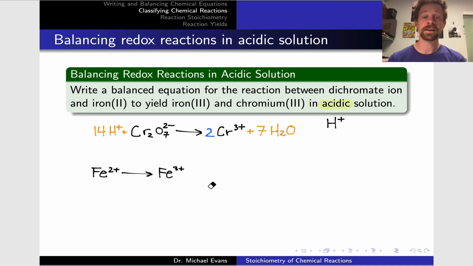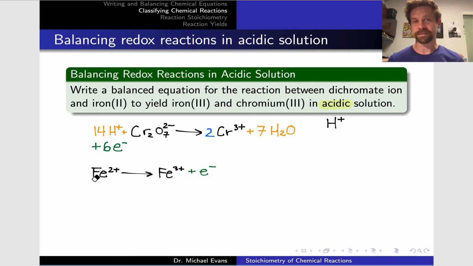What do we do next? Well, now we need to worry about the charge. And to deal with the charge situation, we add up all the charges on the reactant and product sides and look for any difference. On the reactant side here, we've got 14 pluses and 2 minuses for a total of plus 12. On the product side, we've got 2 times 3 plus for a total of plus 6. So we need to add 6 electrons to the reactant side to account for this. And I've drawn those in green here.